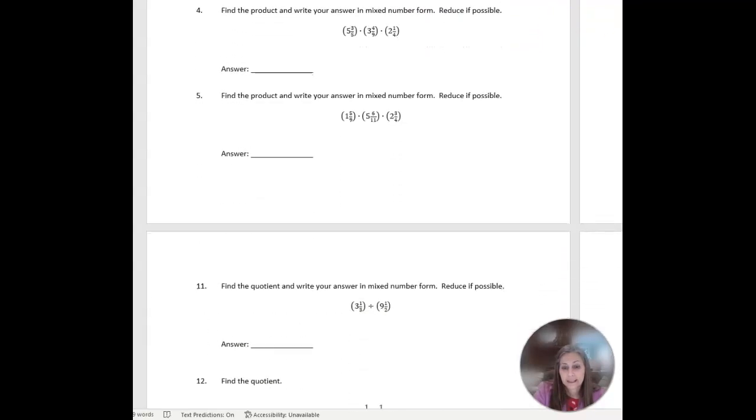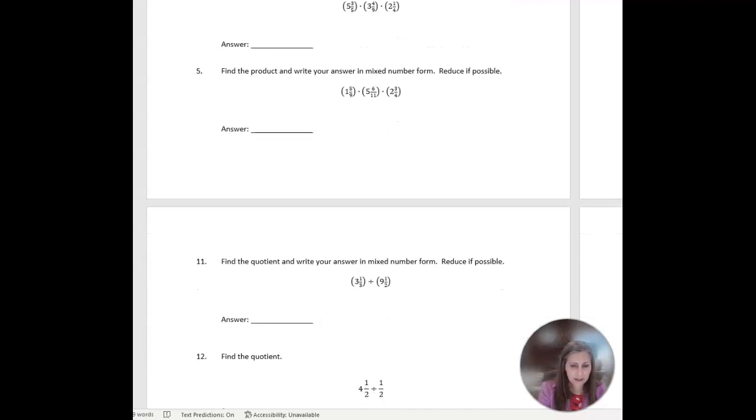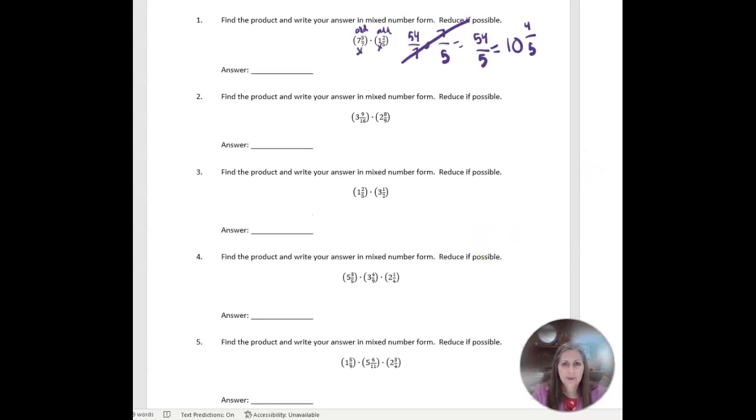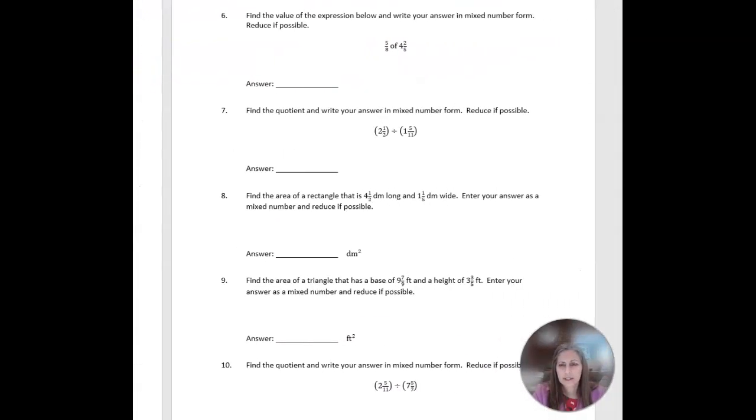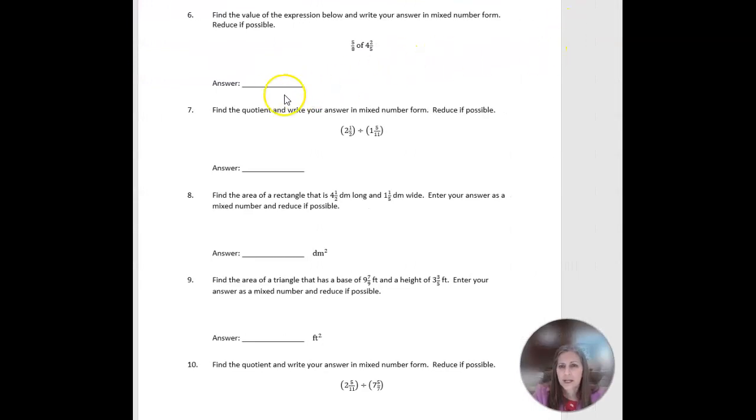Let's see where we want to go next. Let's jump over here. Let me go over here to number 6. Let's get a different screen. Okay. Find the value of the expression below and write your answer in mixed number form. So what they want is they want you to take 5/8 of the number 4 2/5.